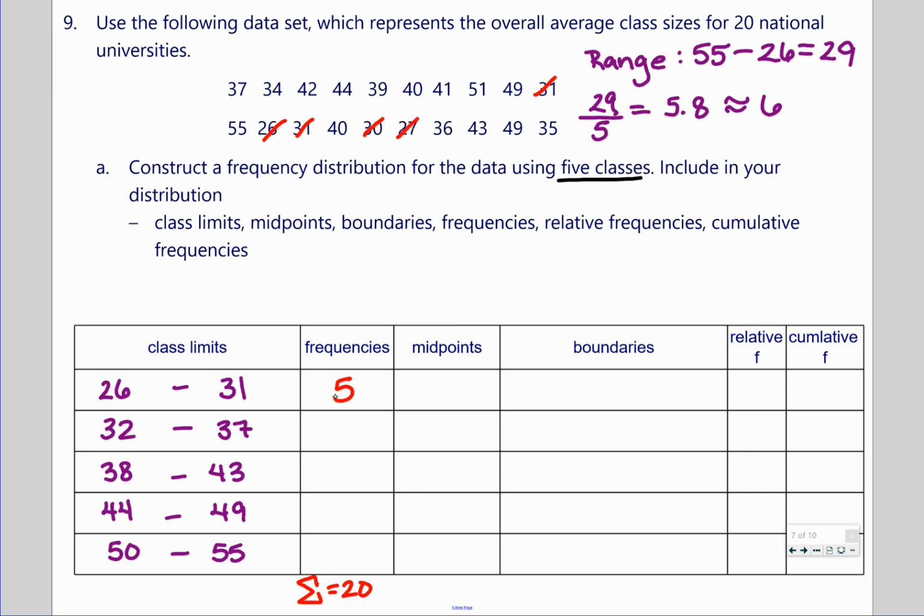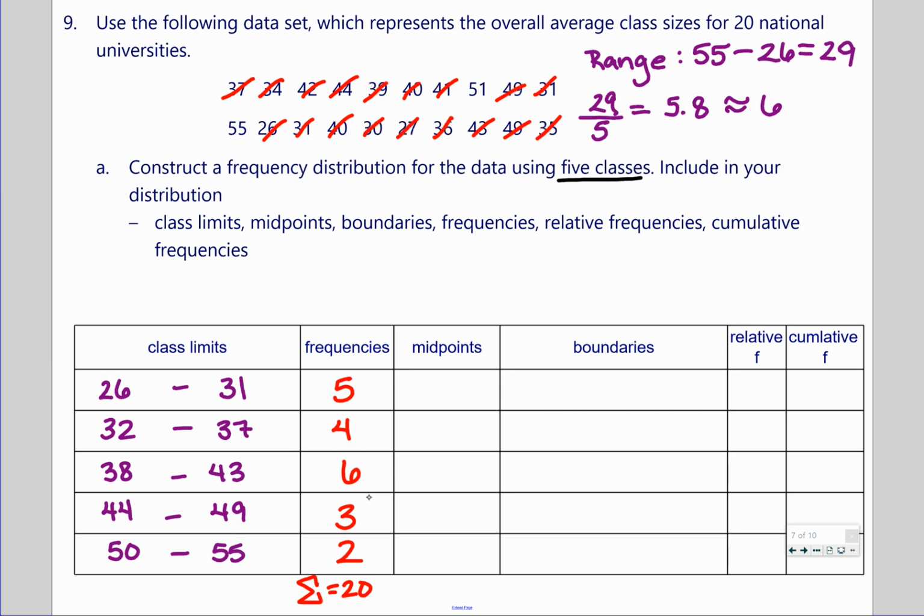All right, 32 to 37. 1, 2, 3, 4. Excuse me. 38 to 43. 1, 2, 3, 4, 5, 6. 44 to 49. 1, 2, 3. And then 50 to 55, looks like I've got 2 left. Make sure I've accounted for everybody. There are 20 there. Okay.